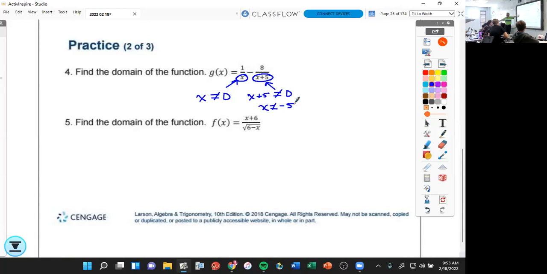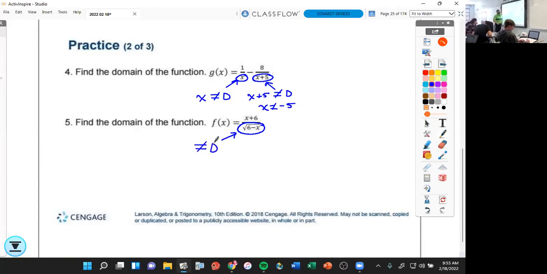Number 5, do you see any problems? Be very general right now. Just be general. Don't give me any numbers. Okay, the bottom can't be 0. So I'm going to circle this whole thing right here, and I'm going to say that right there cannot be 0. Any other problems?